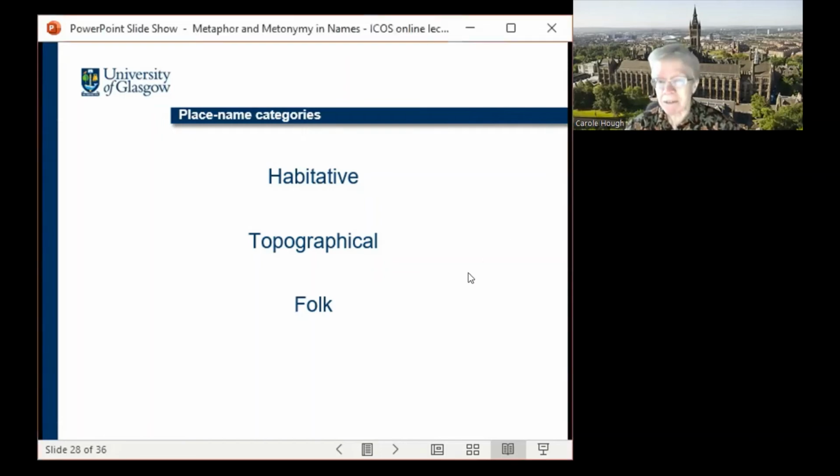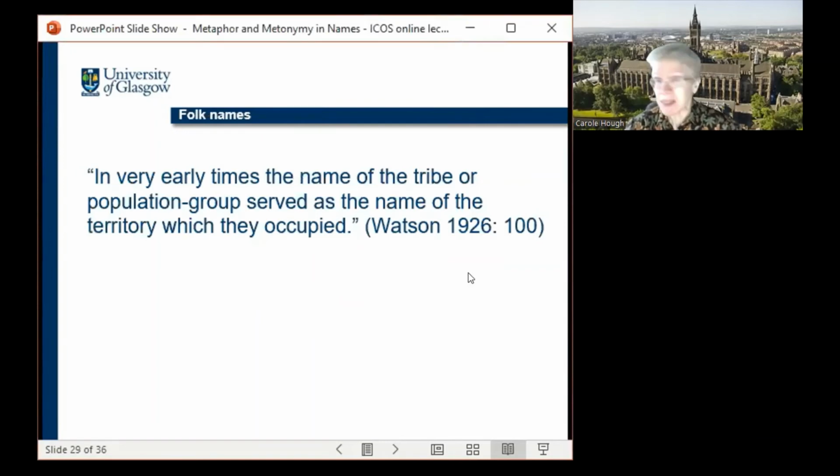As regards folk names, these are clearly metonymic. This was recognised by the Celtic name scholar W.J. Watson almost a century ago, when he wrote, "In very early times, the name of the tribe or population group served as the name of the territory which they occupied."